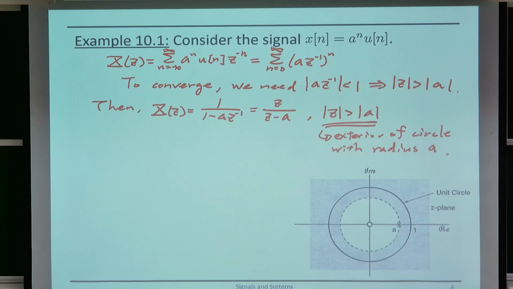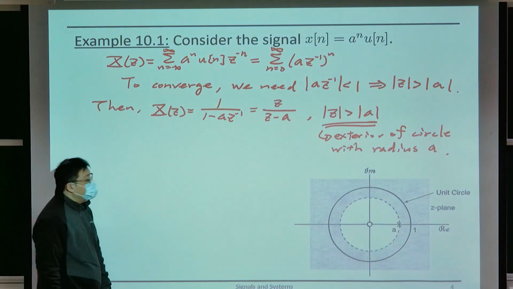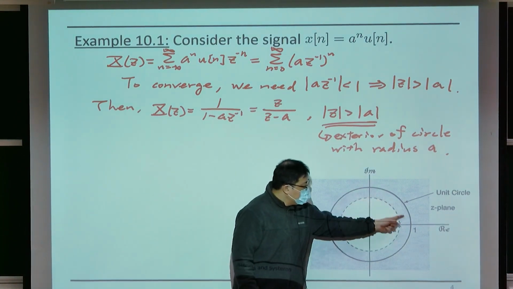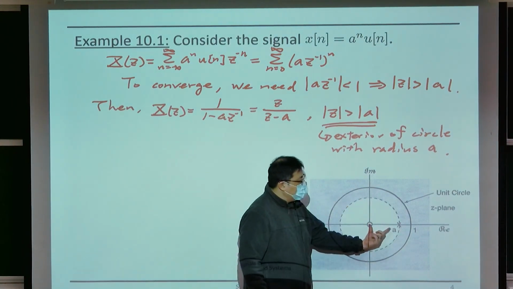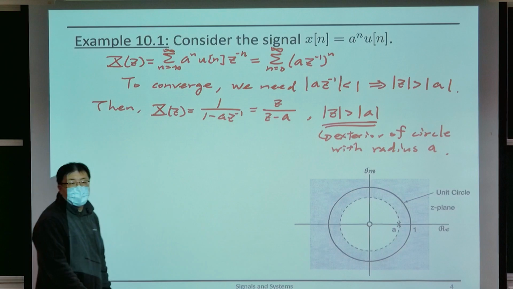All right. So in the continuous time case, when we looked at this single-sided decaying exponential, our region of convergence is to the right of some value on the real axis. But for the discrete time case, the region of convergence is the exterior to some circle with radius a.